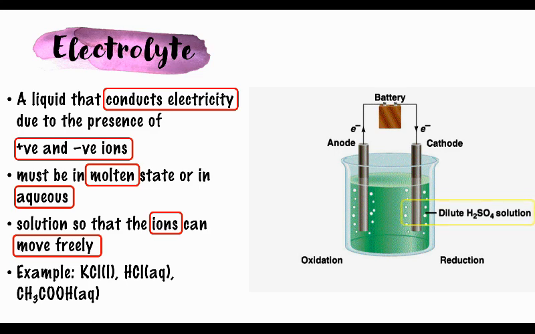Apart from the aqueous dilute sulfuric acid solution as shown in the diagram, other examples of electrolytes include molten potassium chloride, aqueous hydrochloric acid solution, and aqueous ethanoic acid solution.